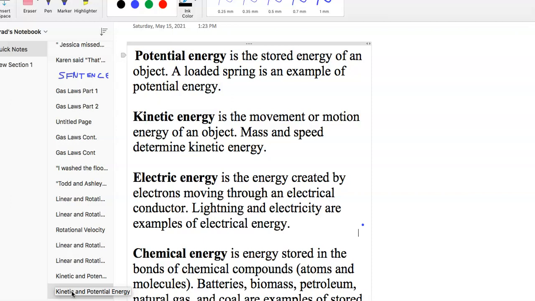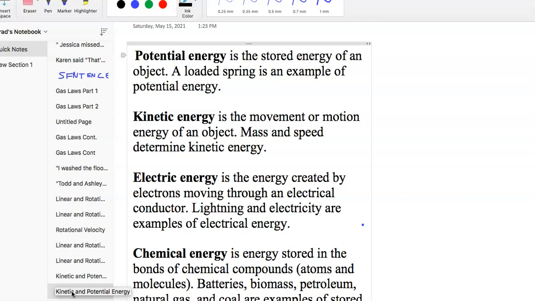Mass and speed determine kinetic energy. And we're going to go over a kinetic energy problem here in a minute. Electric energy is the energy created by electrons moving through an electrical conductor. Lightning or electricity are excellent examples of electrical energy.